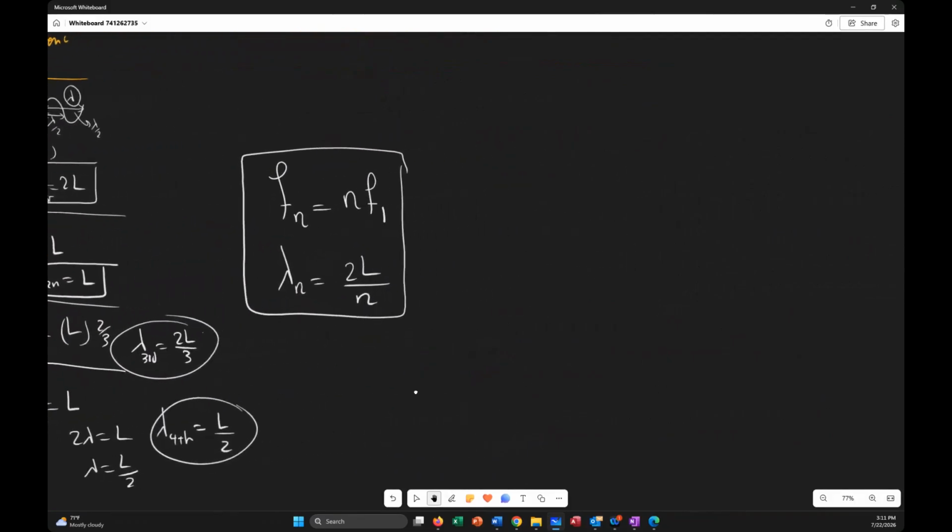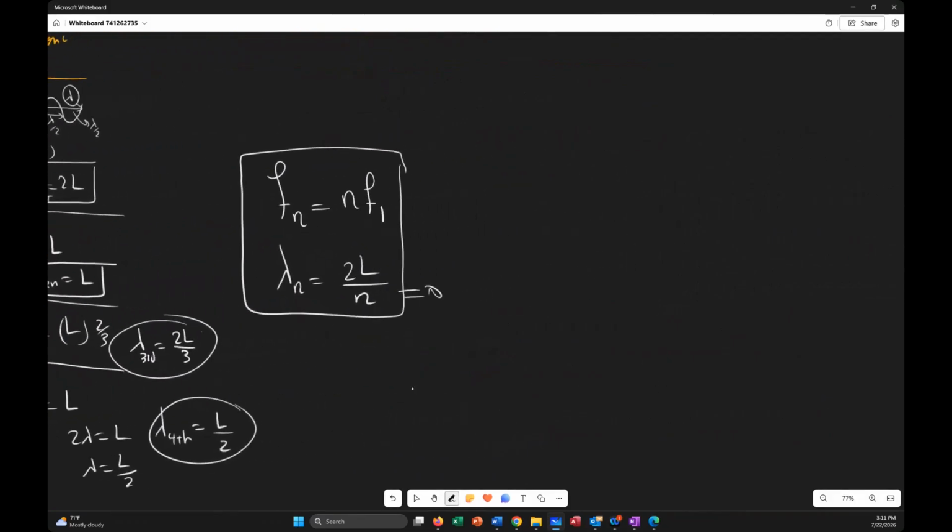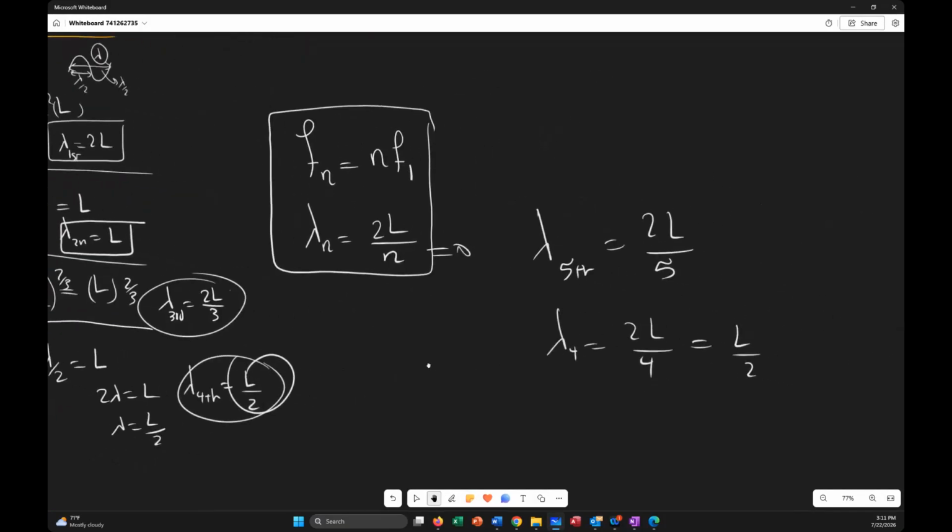For instance, if I want to find the wavelength of the fifth harmonic, it is going to be 2L divided by 5. If I want to calculate the wavelength of the fourth harmonic, it is going to be 2L divided by 4. 2L divided by 4 is going to be L over 2. You remember? We just calculated L over 2. The wavelength of the third harmonic is going to be 2L divided by 3. And L is going to be the length of the string.